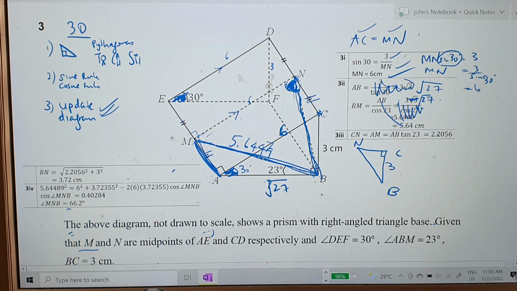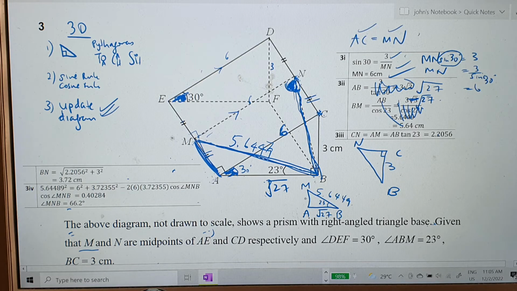So can I draw for you? I know this question is very hard to visualize. You don't understand, you ask me, okay? We know that this is 23 already, right? We also know this is 27 already. In fact, we know that this is 5.6 whatever.